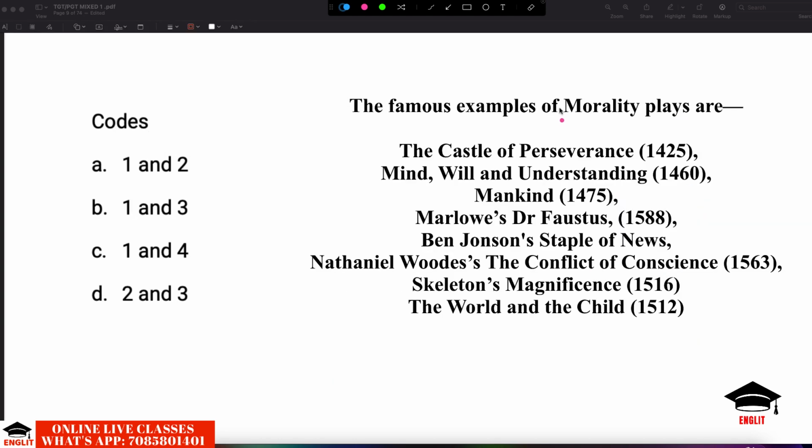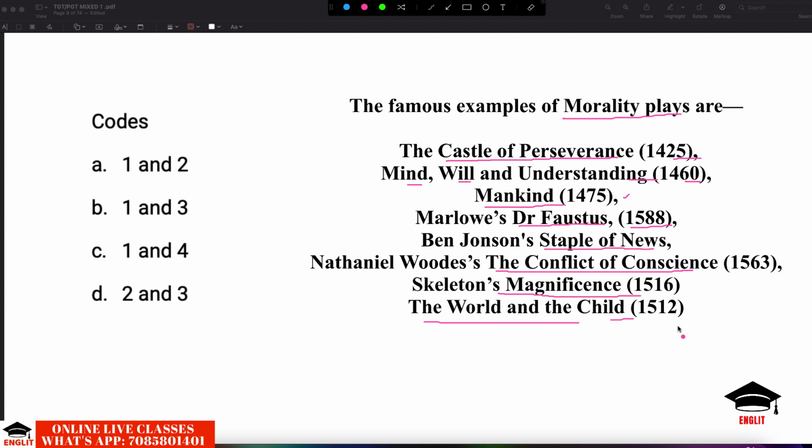We can have common or famous examples of morality plays, like The Castle of Perseverance, which was published in 1425. Man, Will and Understanding is also one of the famous morality plays, published in 1460. Mankind is one of the most important and most famous morality plays. Christopher Marlowe's Dr. Faustus, as we have discussed, 1588. Ben Jonson also wrote one morality play, The Staple of News. Nathaniel Woodes's The Conflict of Conscience. John Skelton's Magnificence. The World and the Child. So these are famous morality plays.